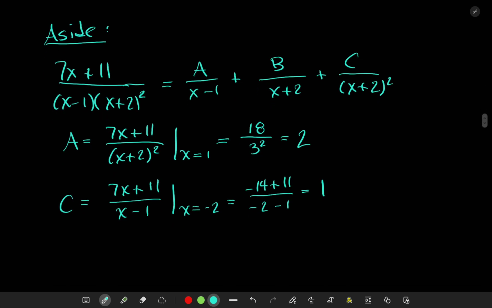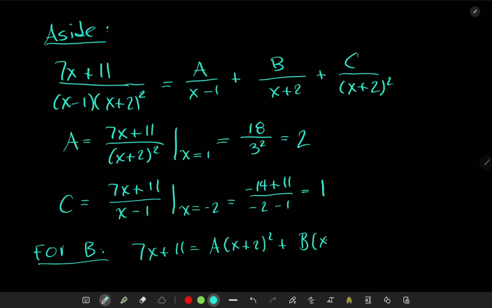So what I'm going to do here now is clear all the denominators. For B, at that point, you're going to do the method we did at first. So 7x plus 11 equals, and when you multiply everything, I'm multiplying everything times x minus 1 times x plus 2, here I get a times x plus 2 squared, and then here I'm going to have b.